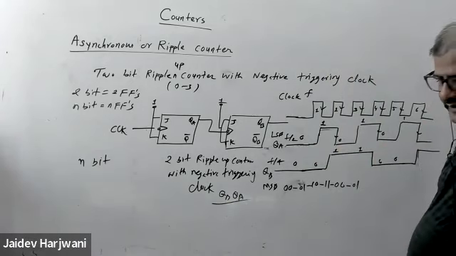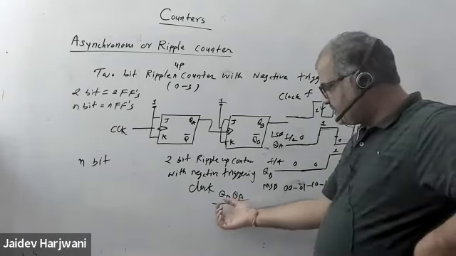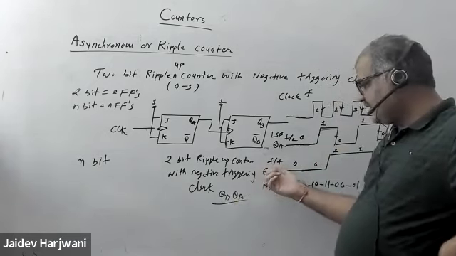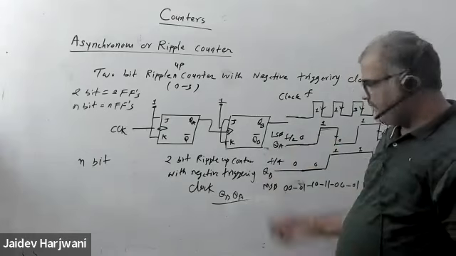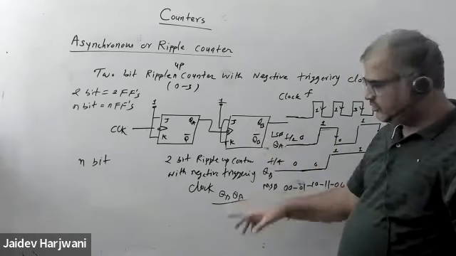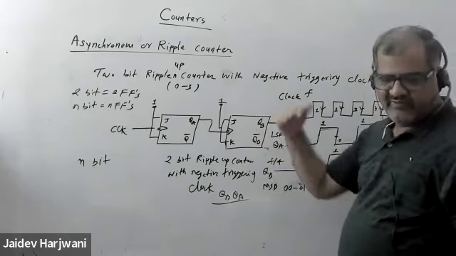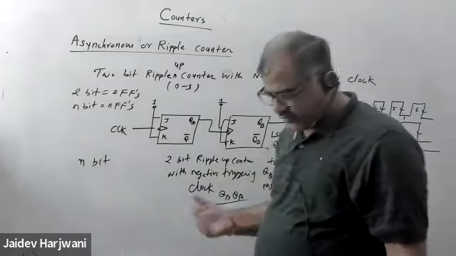Okay, so the MSB will come first, and MSB frequency will be f by 2 power n. जितना बिट होगा, अभी यहाँ 2 बिट है तो f by 4 हो गया, 3 बिट होता तो इसकी फ्रीक्वेंसी f by 8 हो जाती, 4 बिट होता तो f by 16 हो जाती. Okay, that we'll discuss later.